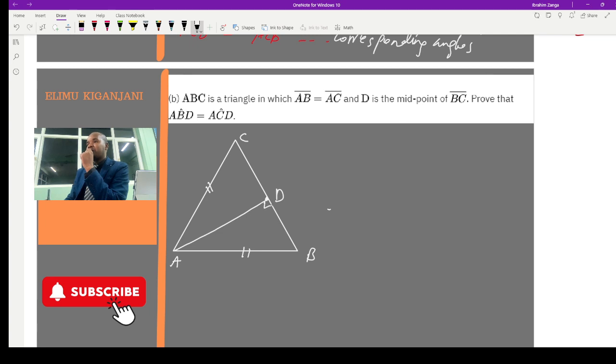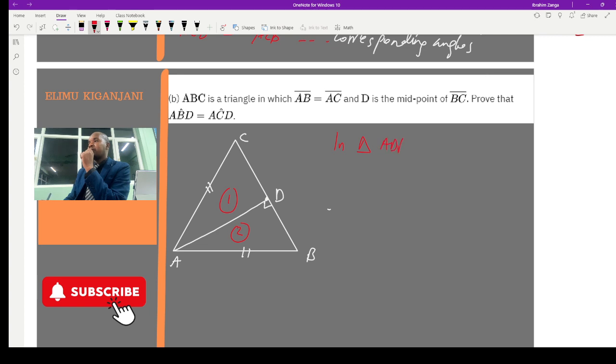So if this point is the midpoint, it means this angle there is going to be 90 degrees. So we are going to prove whether triangle number 1 and triangle number 2 are congruent. Then after that, we'll be in a position to show that the corresponding angles are equal, in this case angle ABD and angle ACD. So let us start.